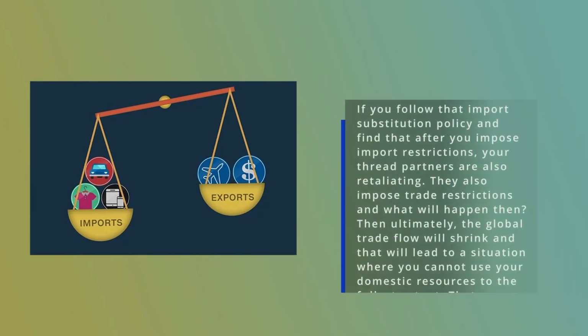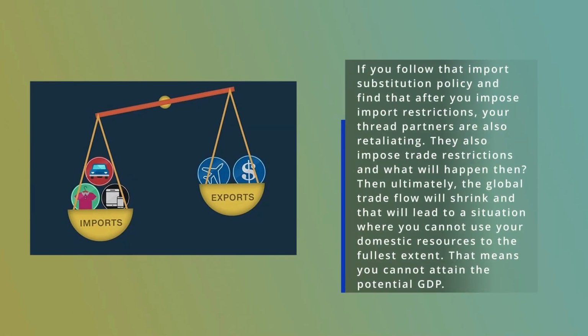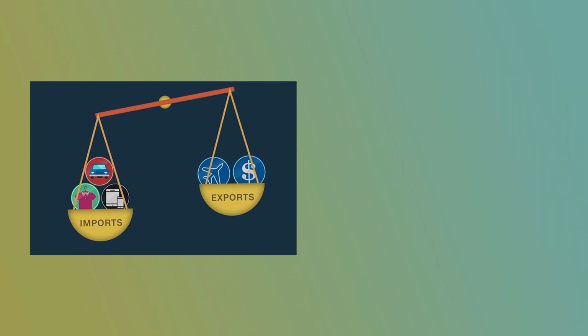They don't feel the requirement of diversifying their products, and therefore you have a very low level of productivity under that particular policy. And secondly, if you follow that import substitution policy, and you find that after you impose import restrictions, your trade partners are also retaliating. They also impose trade restrictions. Then what will happen? Then ultimately the global trade flow will shrink. And that will lead to a situation where you cannot use your domestic resources to the fullest extent. That means you cannot attain the potential GDP.